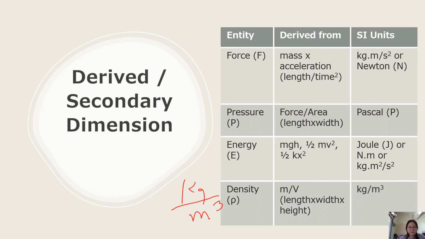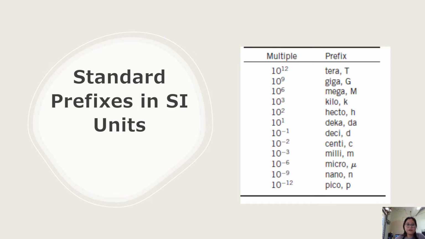Next, this is the standard prefix in SI units. It is used to express the multiples of the various units. And you need to familiarize yourself with these prefixes to simplify your units. So, the typical prefixes that are often used in problems are the kilo, the milli, the micro, the nano, and the pico.